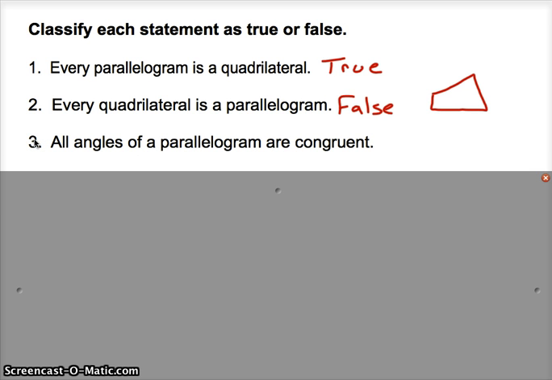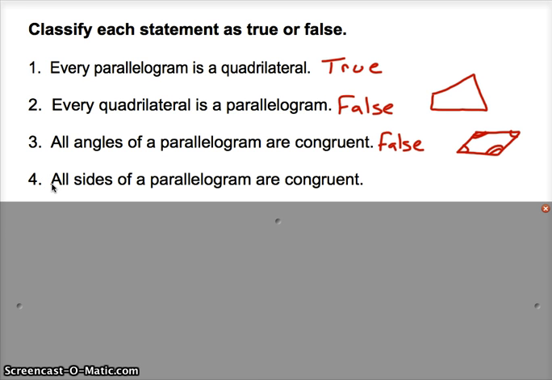Next question. All angles of a parallelogram are congruent. False. What we had learned in one of the previous statements wasn't that all of them are congruent, but that opposite ones are. So imagine if you had a parallelogram. We don't know that all four angles are the same. We only know that the opposite angles are congruent. Next, all sides of a parallelogram are congruent. Here's another one that is false.